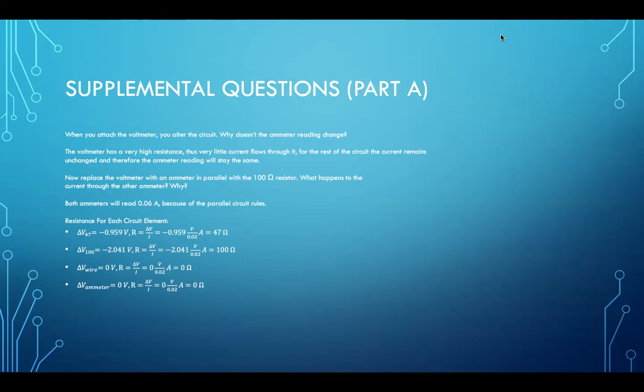Now replace the voltmeter with an ammeter in parallel with the 100 ohm resistor. What happens to the current through the other ammeter? Why? Both ammeters will read 0.06 amperes because of the parallel circuit rules. Here is the resistance for each circuit element.